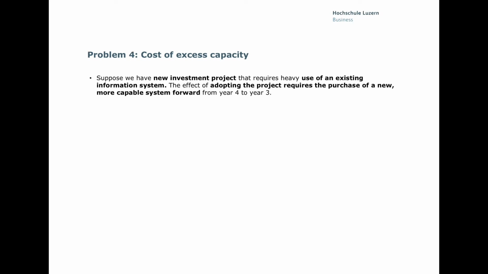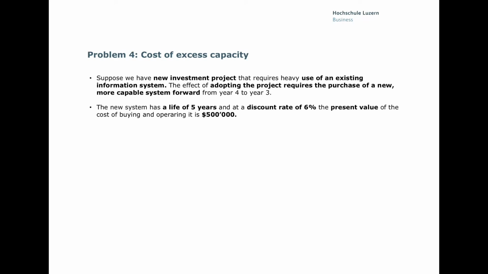Another problem to discuss is related to the costs of excess capacity. Suppose we have a new investment project that requires heavy use of an existing information system. However, the effect of adopting the project requires the purchase of a new, more capable system forward from year 4 to year 3. Moreover, assume that the new system has a life of 5 years, and at a discount rate of 6%, the present value of the cost of buying and operating the system is $500,000.